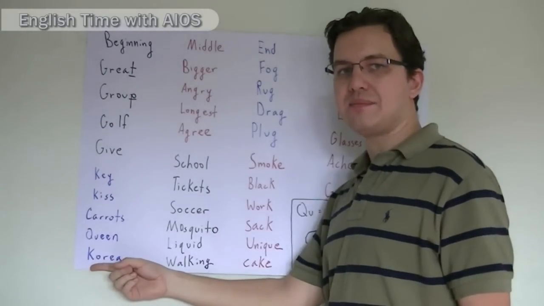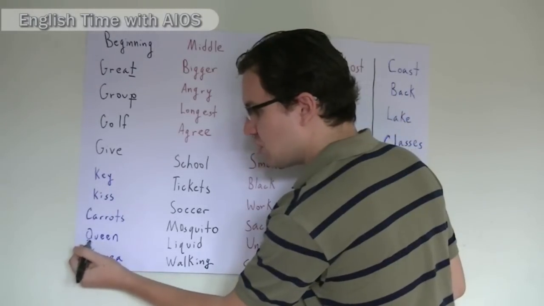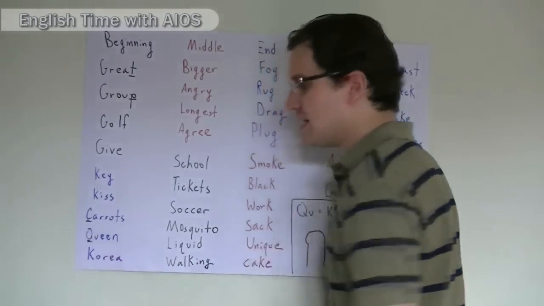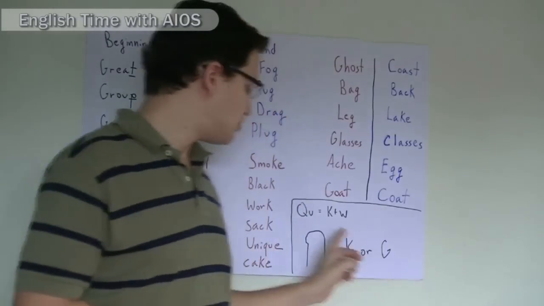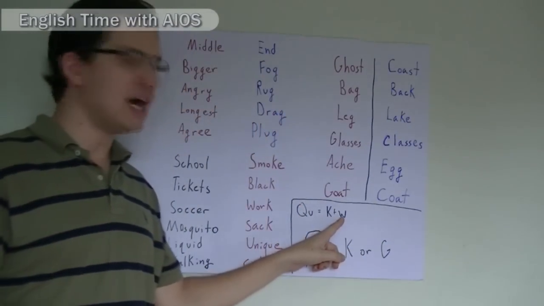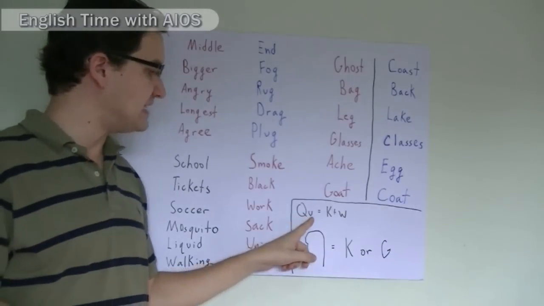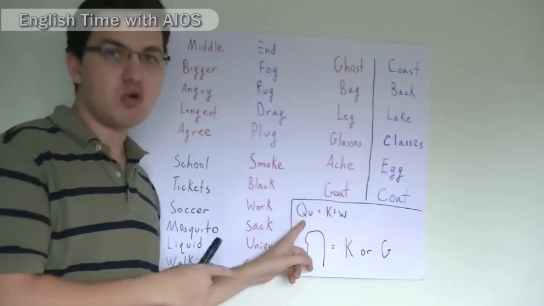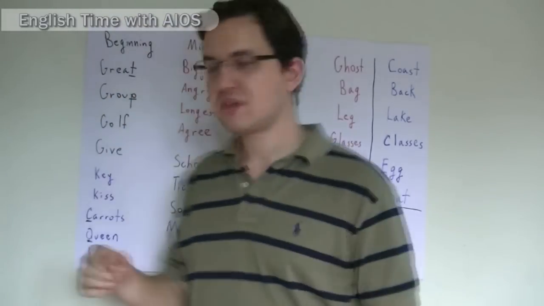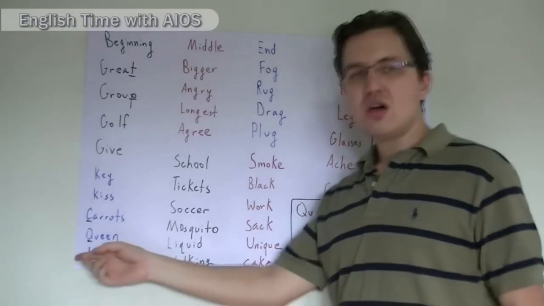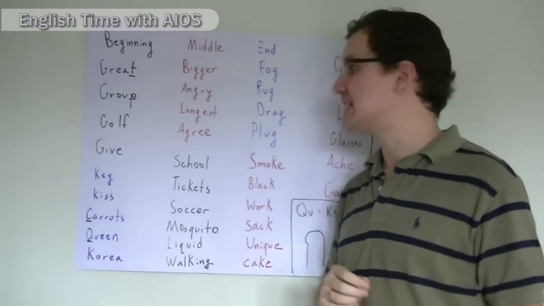Korea, Korea. As you can see, both a Q and a C can also make a K sound. A Q is really a K and a W pushed together. And a Q is almost always followed by a U. Q and U go together and is a K plus a W. So queen, queen. We'll see this with some more words later.